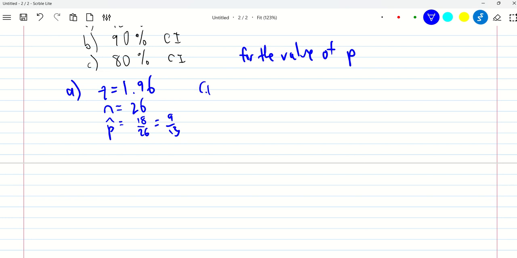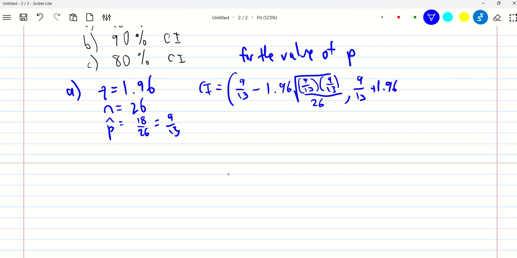So our confidence interval, I'm just trying to squeeze it up here, is equal to our P hat, so 9/13ths, take away Z, 1.96 times the square root of P hat, 9/13ths, times 1 minus that, so that'll be 4/13ths, trying to write really small here, N was 26, right? And then 9/13ths take away, plus 1.96, same thing.